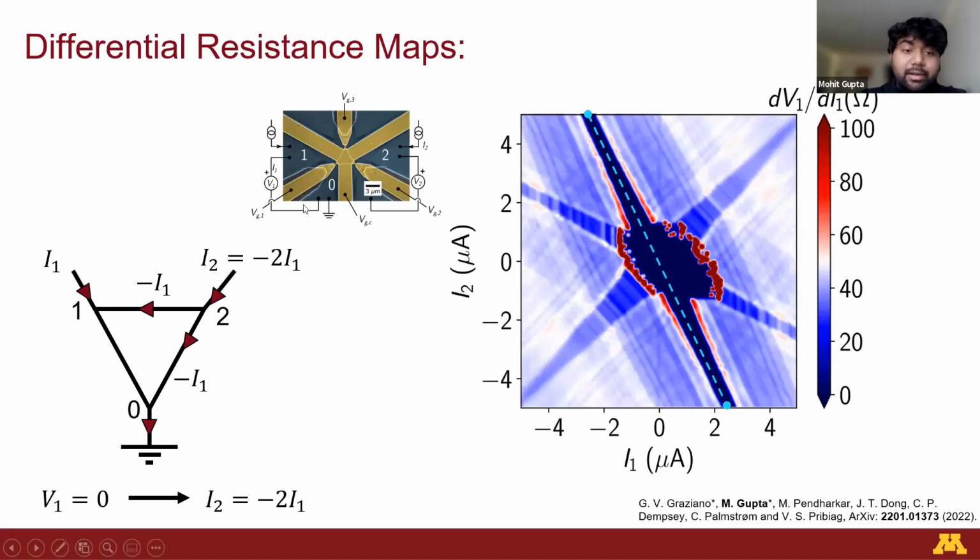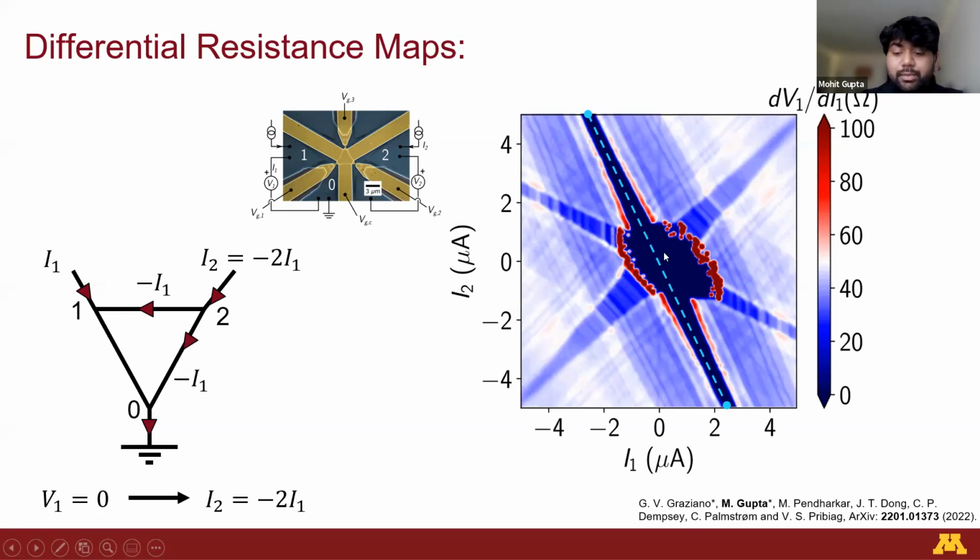So one can think of this three terminal device as this network model where you have three nodes present at each terminal. If you were to apply Kirchhoff's law at each node, then if you were to change I1 around this point, this junction between 0 and 1 would remain superconducting, thereby resulting in dV1 over dI1 equals 0. So that's the story of this main superconducting arm.